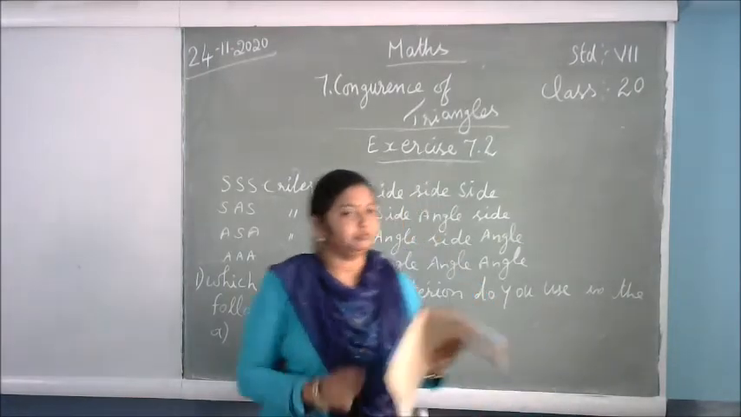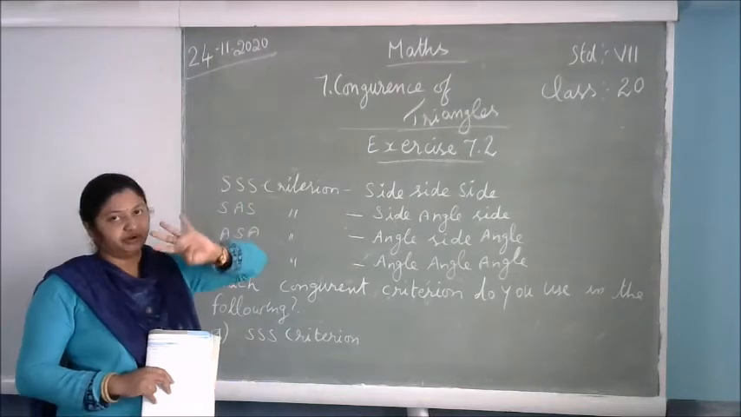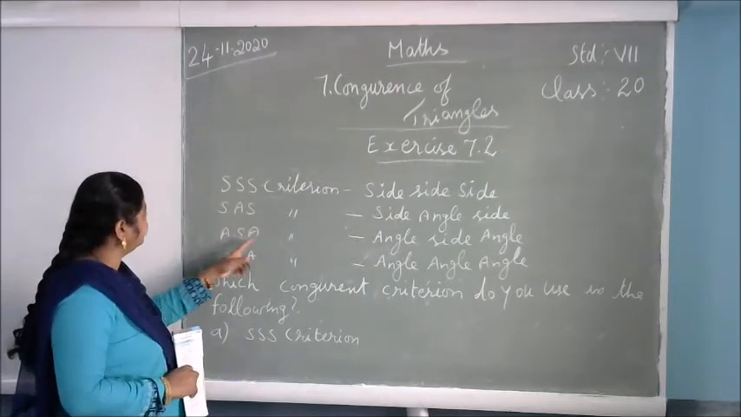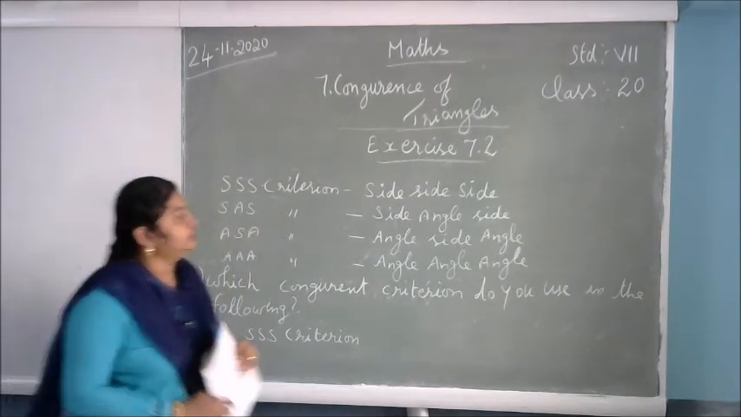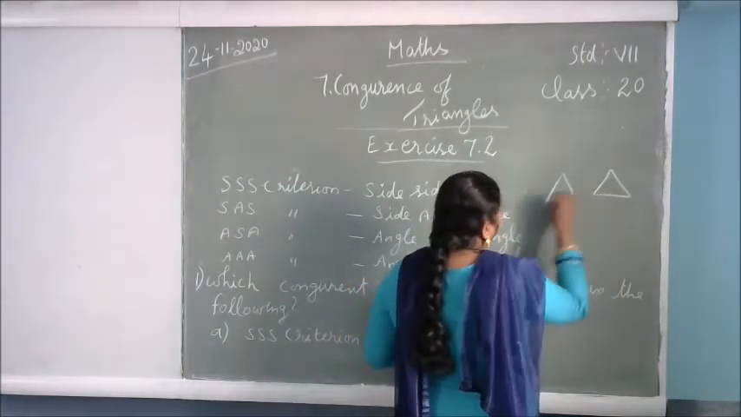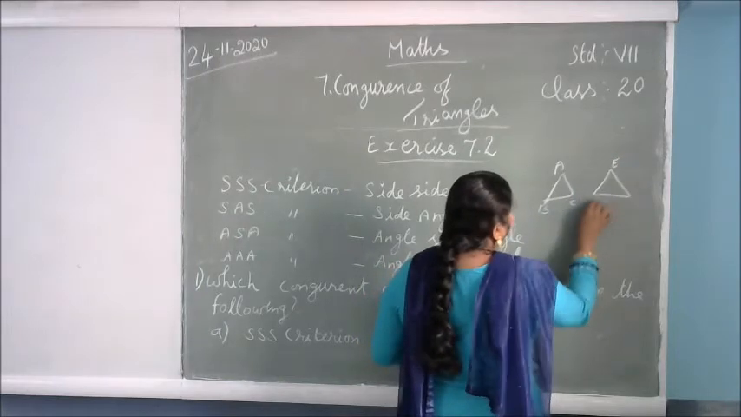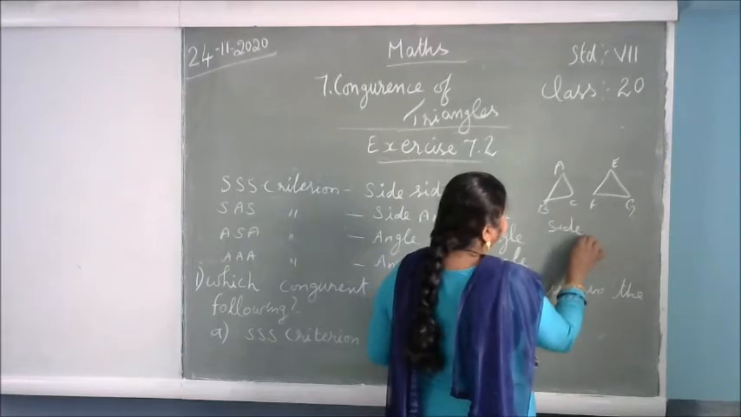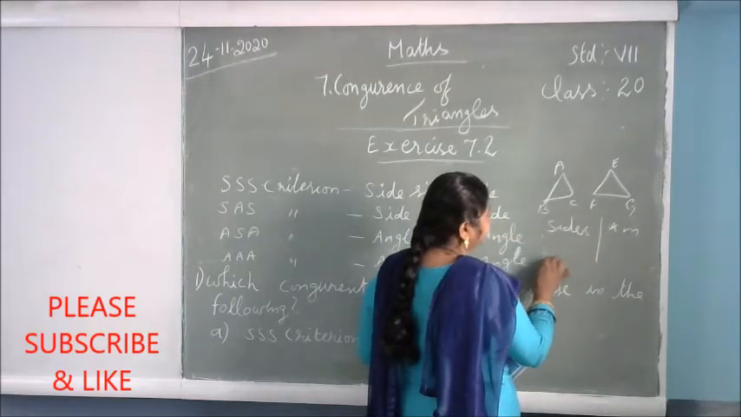Okay, in exercise 7.2, we learn about the criteria. 4 types of criteria are there: SSS, SAS, ASA and AAA. What is this? All this one. See here, for 2 triangles, E, F, G, I wrote the sides, and angles 3 I wrote. Okay, 1, 2, 3 I wrote.